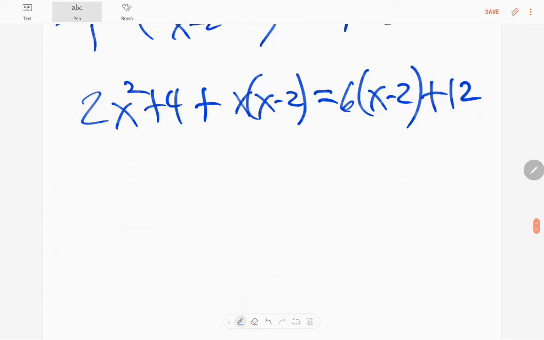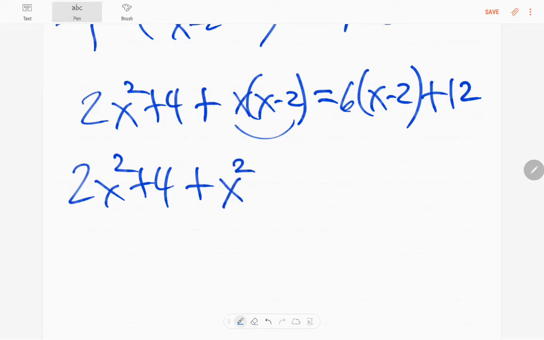So I end up with a nice quadratic equation with no denominators. Let's go ahead and distribute the x there. Distribute the 6 there.